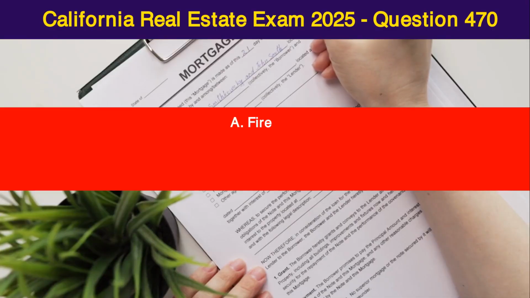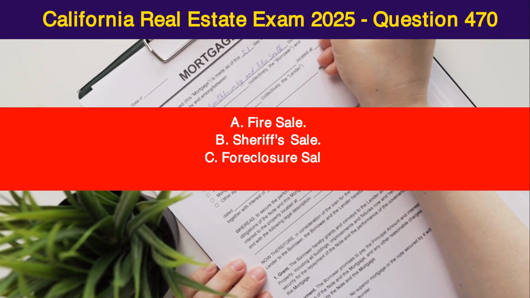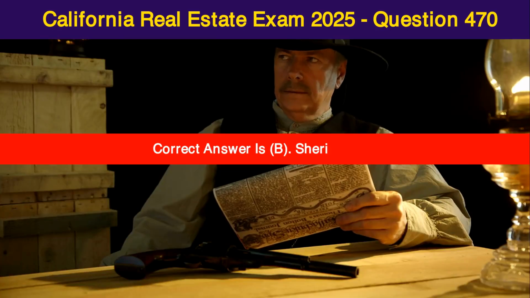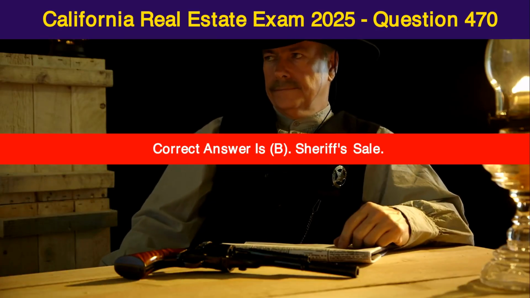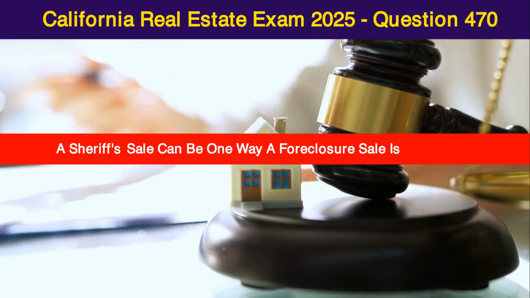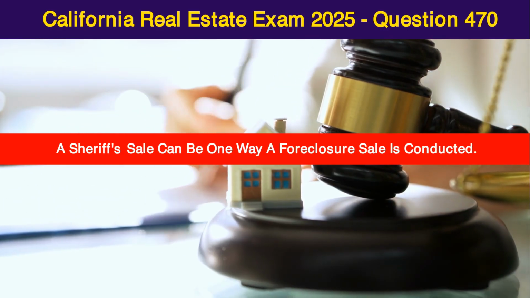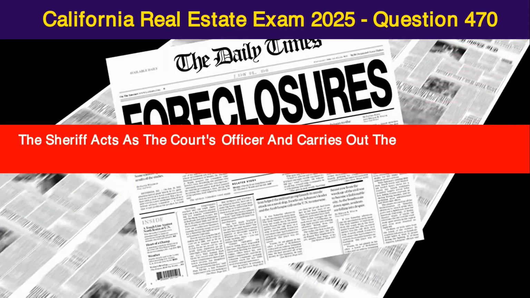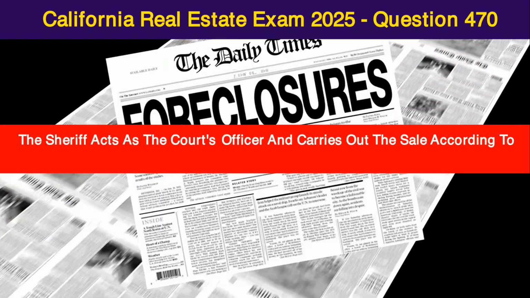This is called a. fire sale, b. sheriff's sale, c. foreclosure sale, d. deed sale. Correct answer is b. sheriff's sale. A sheriff's sale can be one way a foreclosure sale is conducted. The sheriff acts as the court's officer and carries out the sale according to the foreclosure decree.